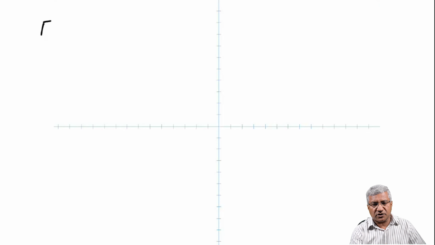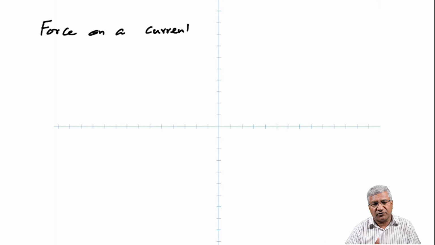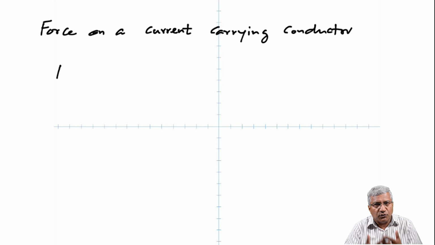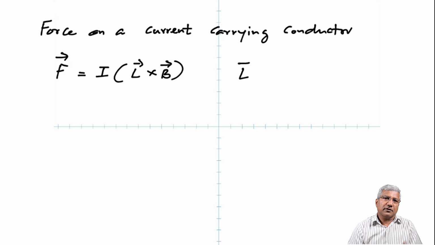All right, the first topic here is the force acting on a current carrying conductor kept in a magnetic field. So you have a current carrying conductor situated in a magnetic field, and we have to calculate the force on it. Obviously, the force is given by I, L cross B. So it's I times L cross B.